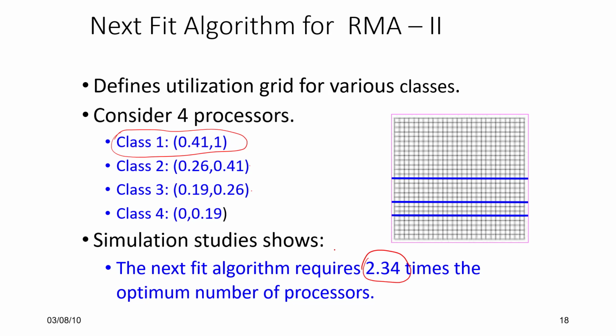One reason is that the sizes of classes are fairly coarse when you look at classes 1, 2, and 3. So that is why the bound is not all that great, in the sense that if the task set is schedulable with n processors, then this may require something as high as 2.34 n, which is quite high.